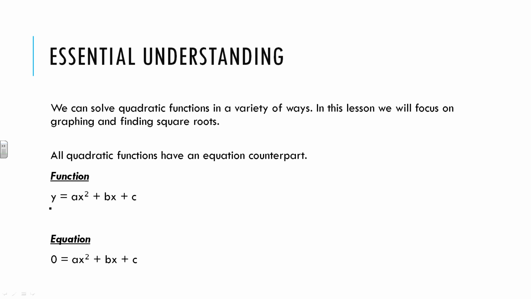So we've seen functions like this already in this chapter. y equals ax squared plus bx plus c, just kind of a standard form. This would be a quadratic equation because there's an x squared in it. To make this function an equation, we simply take out the y and put a 0 in there. Because when we solve quadratic functions and their equations, we're looking for what value of x will make that half of the equation equal 0.